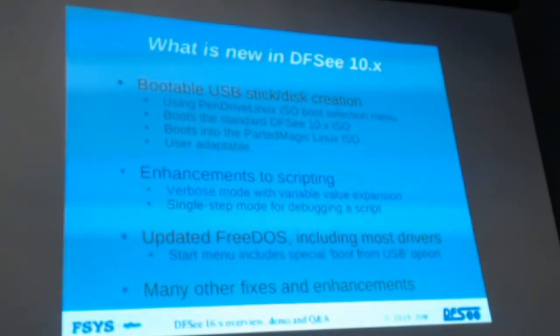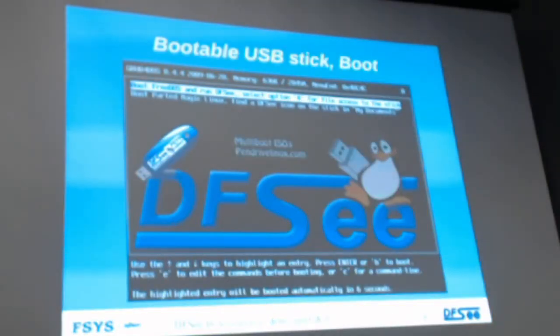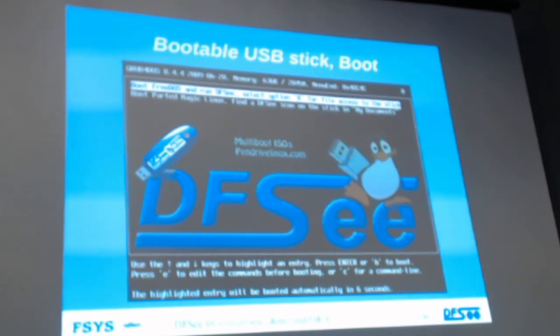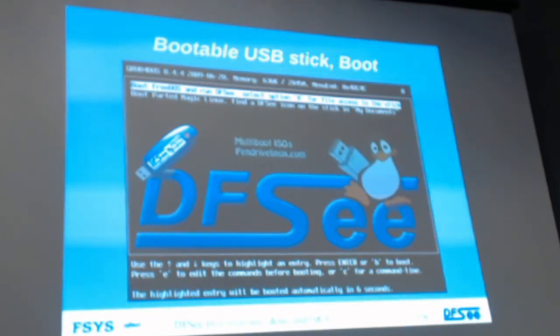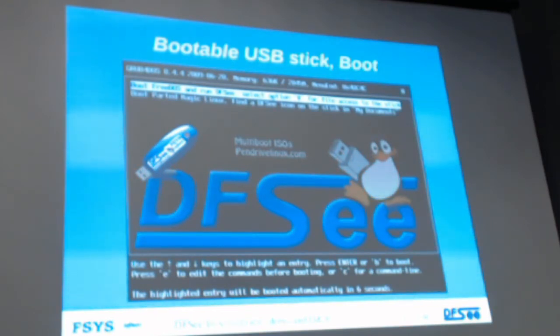And some more enhancements in version 10, of course. This is what it looked like if you started it up. So the DFSee splash screen, and then you could select between FreeDOS to run it or to boot into Linux. But if you download and create the stick, the Linux one will not be functional because you still have to download the actual Linux stuff separately.